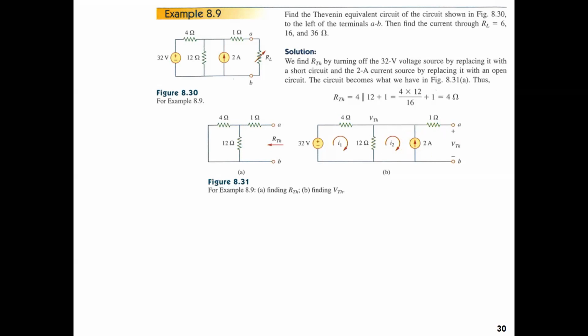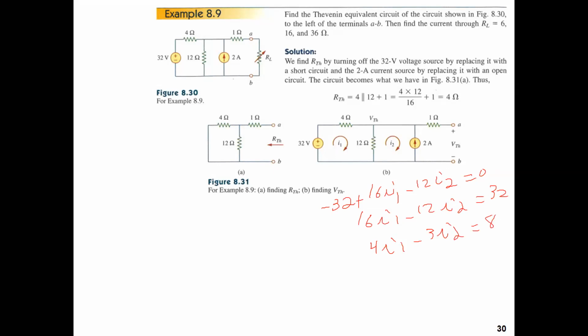Okay, so let's apply KVL around loop number 1. So it will be minus 32 plus now I1 will be 16 I1, then minus I2, a negative 12 I2, is equal to 0. Or 16 I1 minus 12 I2 equal to 32. Now we divide by 4. So that will be 4 I1 minus 3 I2 equal to, so 32 over 4 is equal to 8.